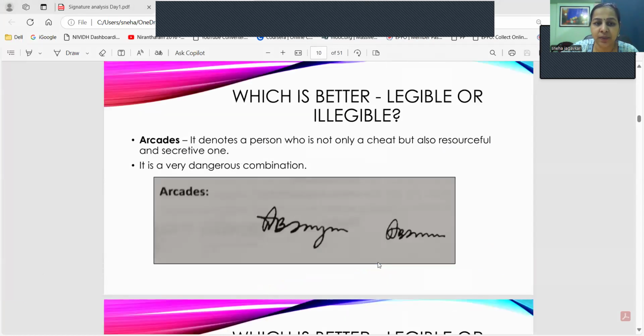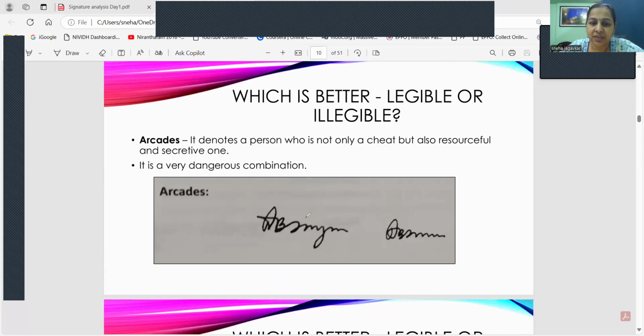Then let's move to the next one, arcades. Now arcades is exactly the opposite of the garlands. The one which you see like this, it could be above. A sleeping C, what we can say. This actually means that the person is not only a cheat, but is also resourceful and secretive. This is a very dangerous combination, especially if you have this in your spouse.